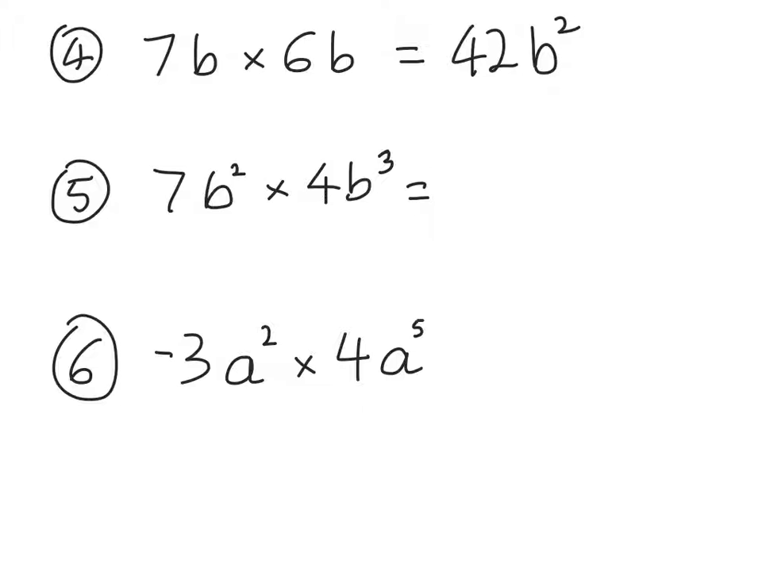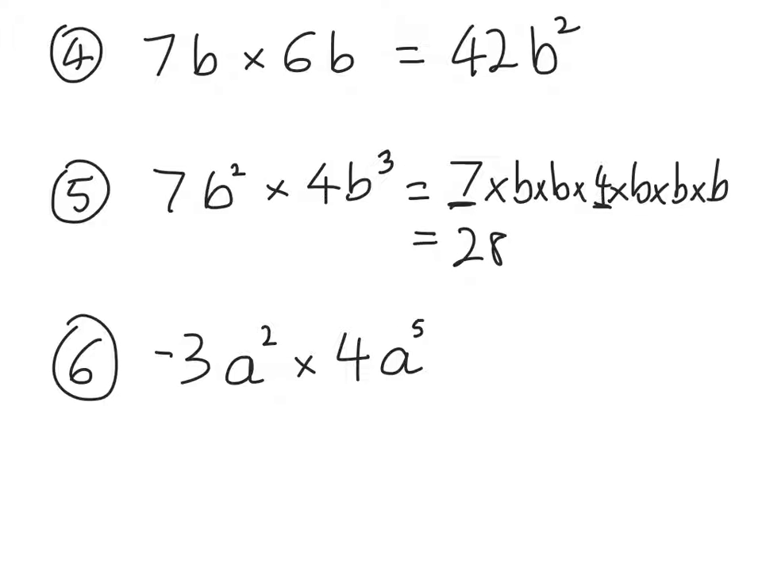The next one, work with the numbers first. So this one I will do a bit more slowly. I can see that I've got 7 times b times b times 4 times b times b times b. Sorry about the background music. And now I can easily see that I can just pop the numbers first. So 7 4s are 28. And I've got b times b times b times b times b. And as we've noticed in class, what we get here is b to the power of 5.